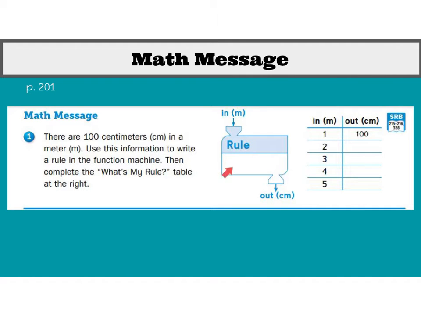So here's our function machine. We have to figure out what the rule is going to be to go in here. And then you're going to complete this in and out table here to the right. So go ahead and pause your video and see if you can figure that out.